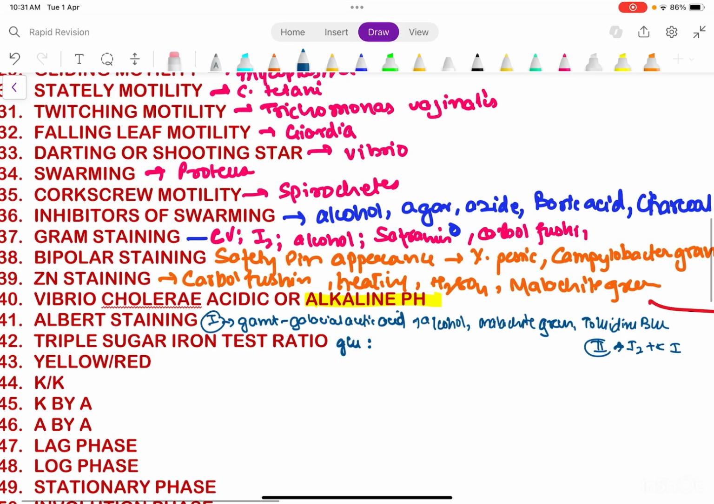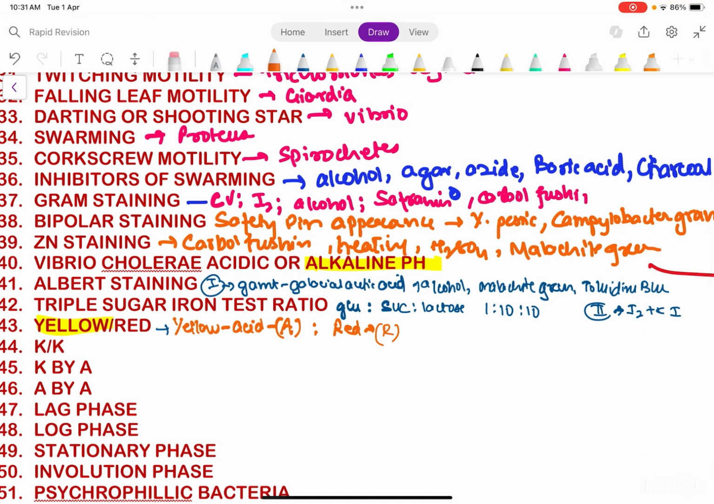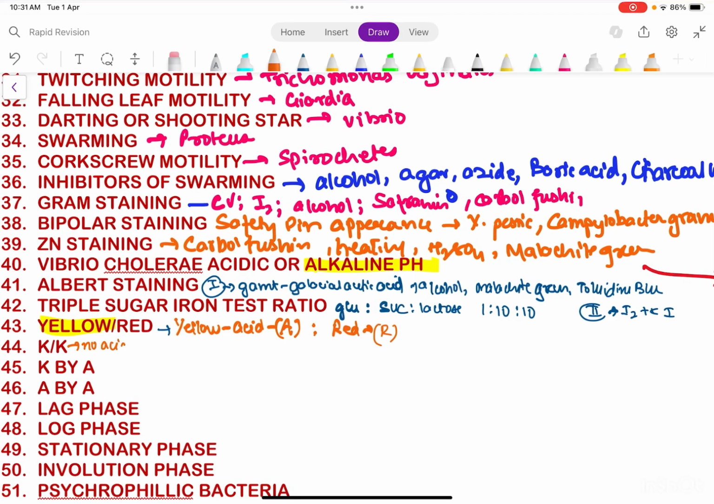Now the triple sugar iron test. Here you have GSL, so you have glucose, sucrose, and then lactose, and their ratio is 1:10:10. Now if we have yellow, it means acid production is there and we denote it as A. If it is red, it means you don't have acid production and it is K. So if the result is coming as K by K, what do you understand? K by K means there is no acid production, and if it is K by A you have acid production, and if it is A by A you have proper acid production.